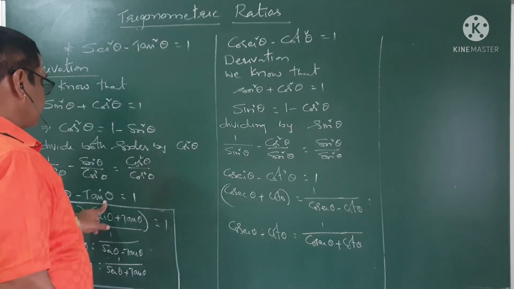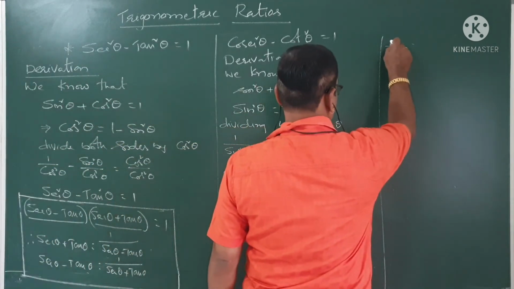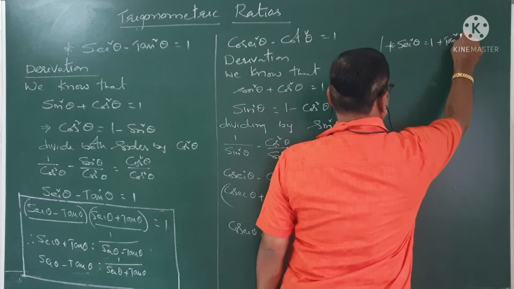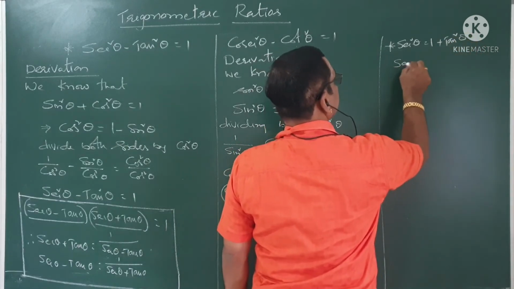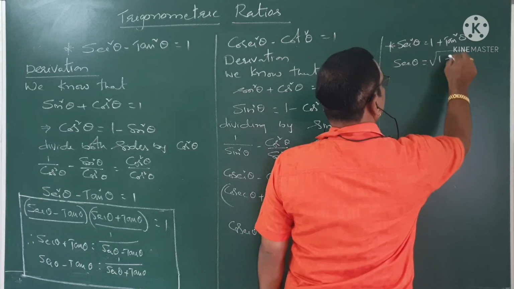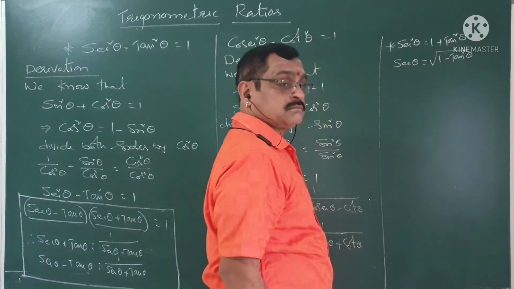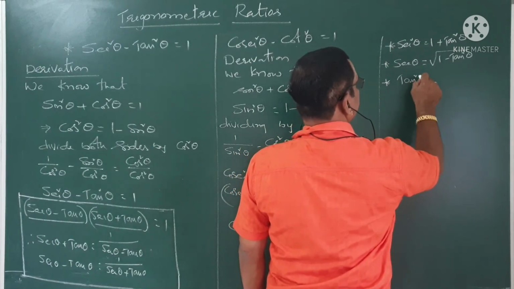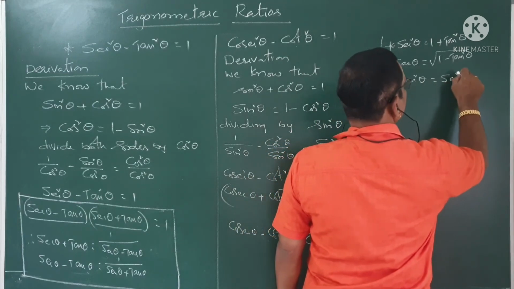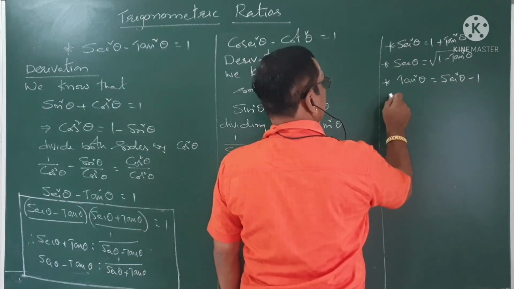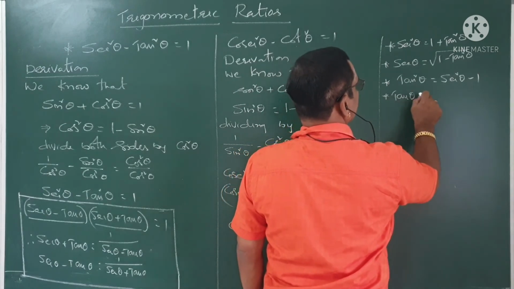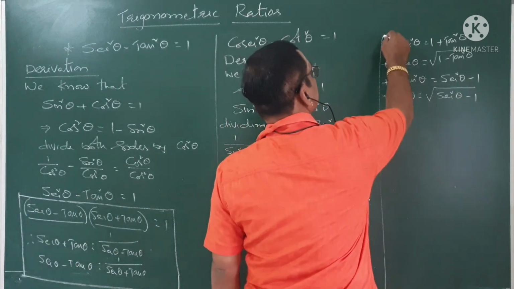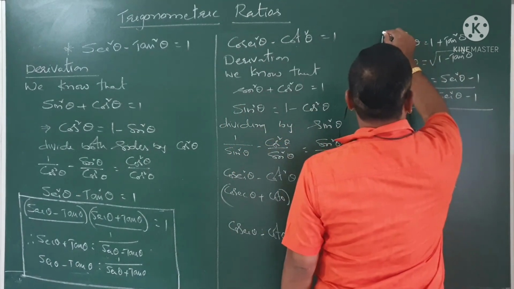We have secant square theta minus tan square theta equal to 1. Therefore, I can write secant square theta equal to 1 plus tan square theta. Or if you want, you can write secant theta as the square root of 1 plus tan square theta. Or you can write tan as the subject: tan square theta is equal to secant square theta minus 1, or tan theta is equal to the square root of secant square theta minus 1. This is another one you can take.